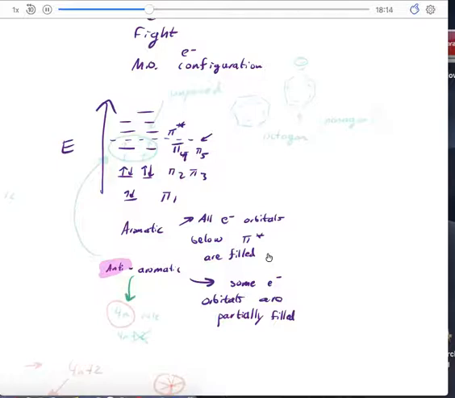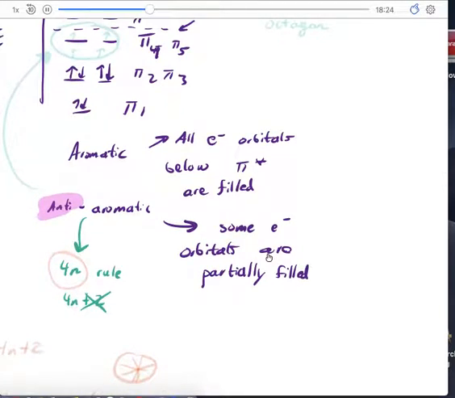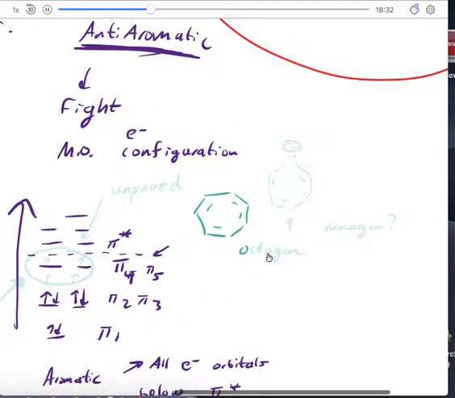Anti-aromatic compounds will generally follow the 4n rule. So it's the 4n plus 2 without the plus 2. So the classic example of the anti-aromatic is the, well, pretend like it's an octagon. So we see, okay, well, we could fill pi 1, pi 2, pi 3, and we go, okay, pi 4. Wait, what's wrong with that?